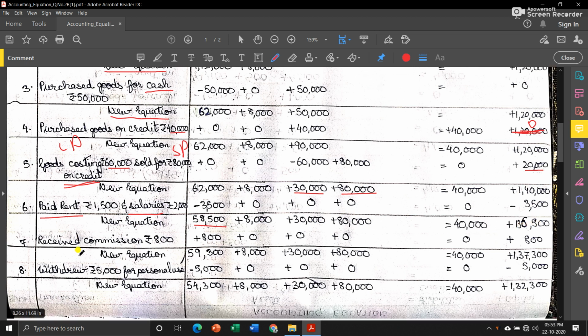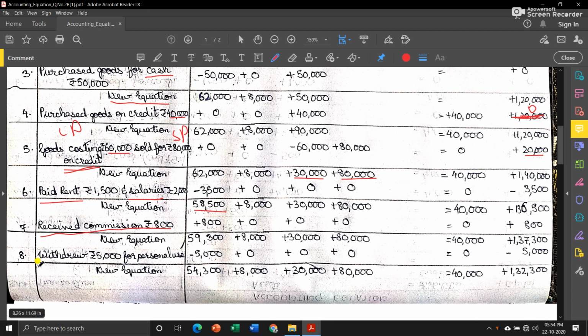1,36,500. Now next transaction is received commission rupees 800. Now commission we received in cash, so we will add this 800 in cash column, nothing to do with typewriter, goods or debtors or creditors, but we will add this 800 in capital. So new equation will be our 58,500 plus 800 will give us 59,300. Then typewriter we have 8,000, stocks 30,000, debtors 80,000, creditors 40,000, and capital 1,36,500 plus 800 will give us 1,37,300.